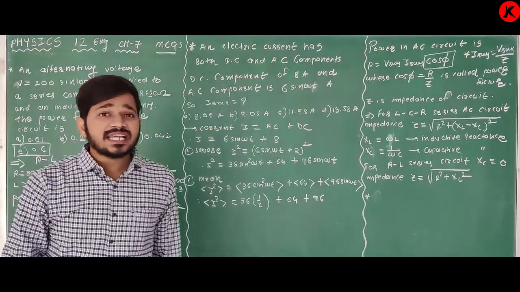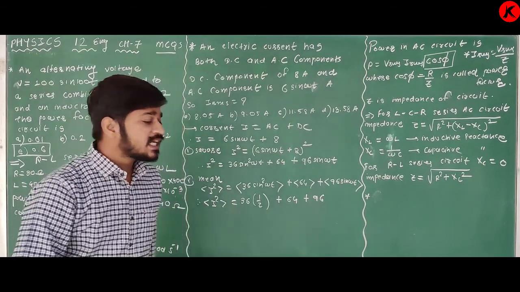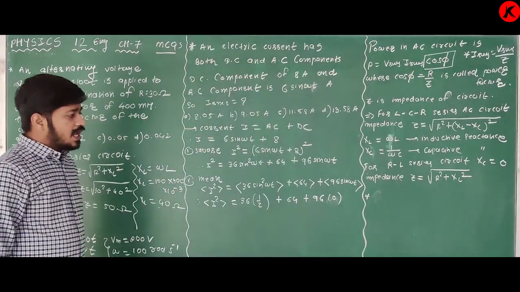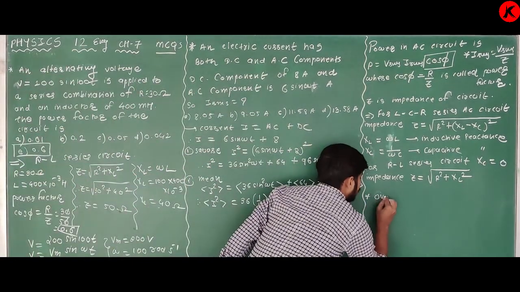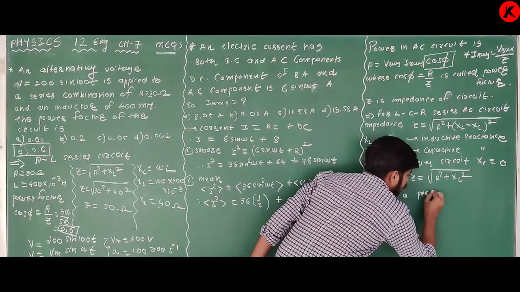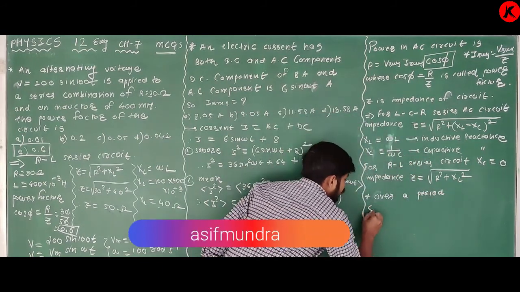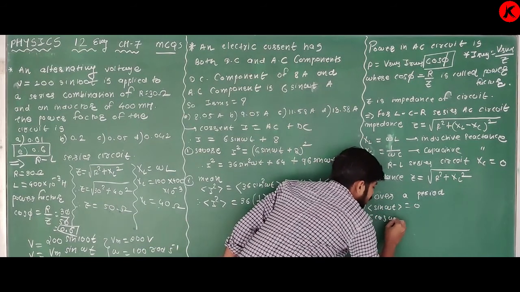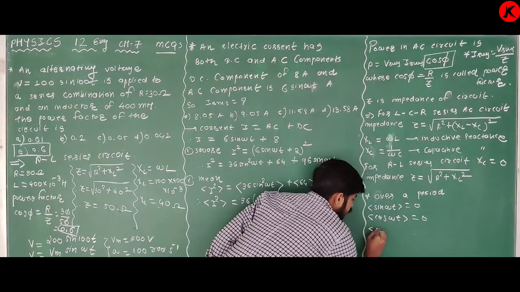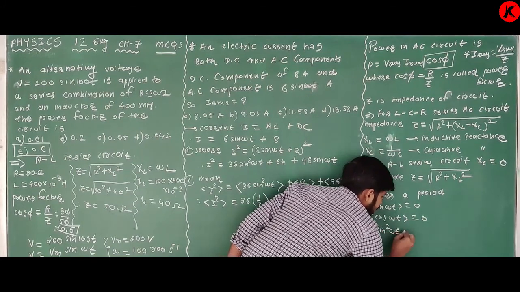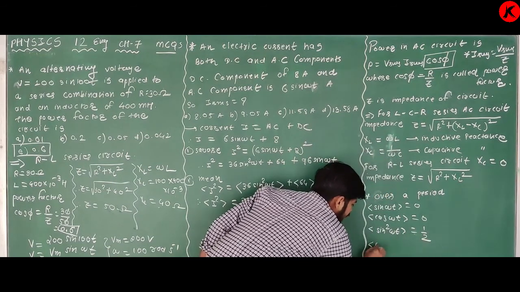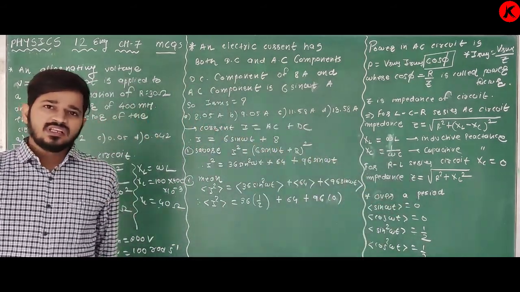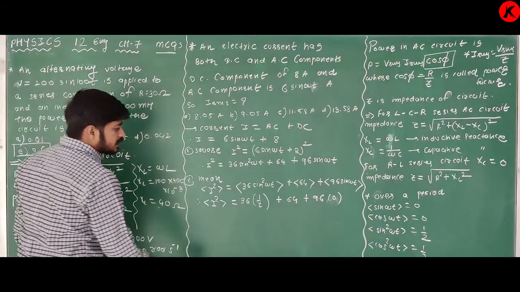And what is the average of sine over a period? Yes, the average of sine over a period is 0. Remember, over a period, the average of sine is 0, the average of cos is 0, the average of sin square omega t is 1 by 2, and the average of cos square omega t is also 1 by 2. Clear about this?